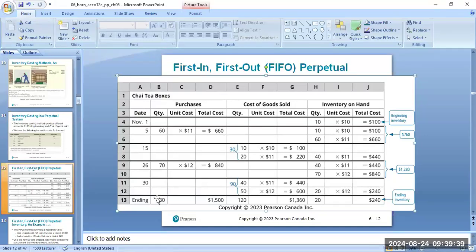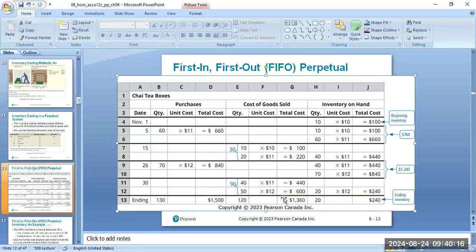So during the period, I have purchased 130 units. I have 10 units from my beginning inventory, that's 140. I sold 120 units, 30 plus 90. And my ending balance is 20 units. Now the question is, what's the cost of my ending balance? My ending balance, 20 units, comes from the last purchase, which cost was $12, so $240.